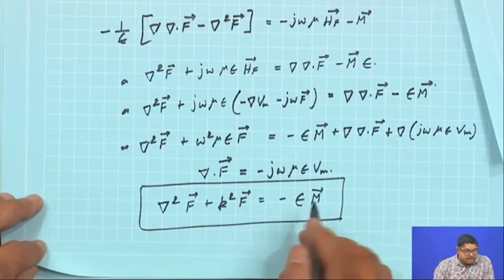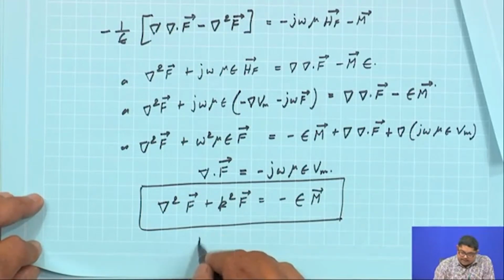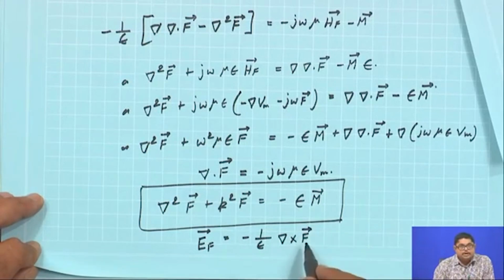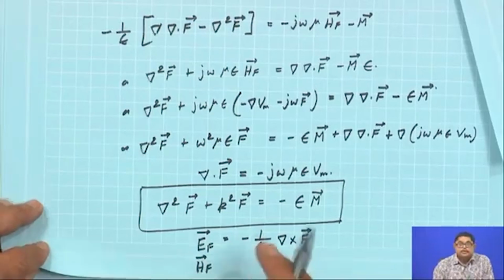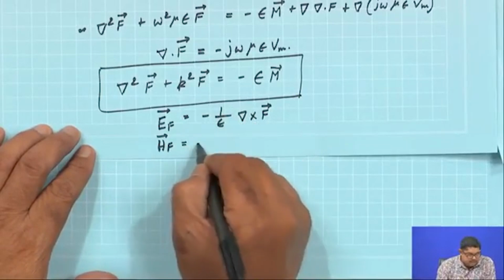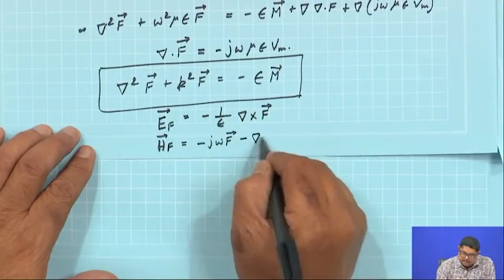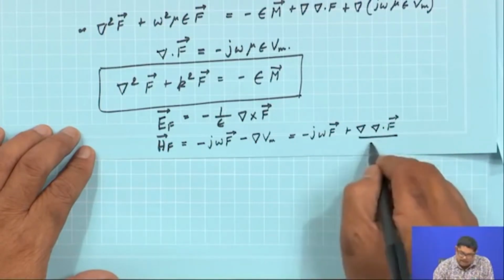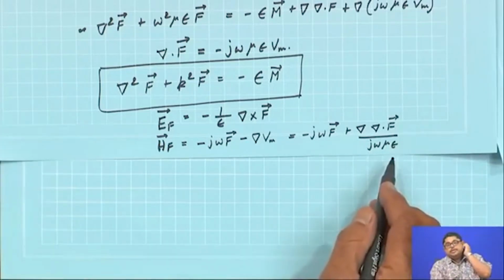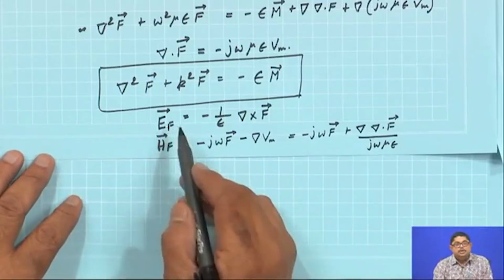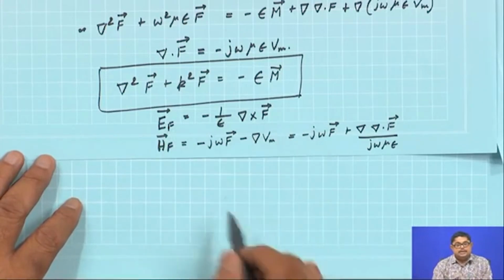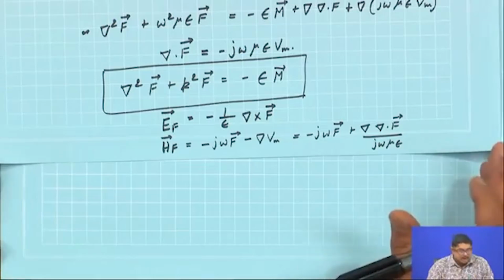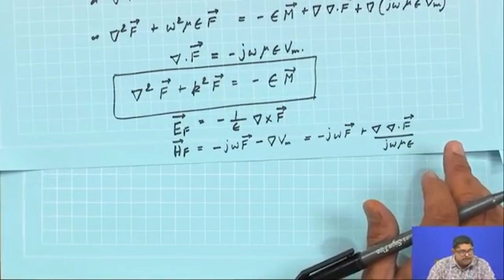Once I solve this equation, that means F is now known. So, I can easily write that E f will be minus del cross F, because F is known. So, E f will be known, and H f I can find out is equal to minus j omega F minus del V m, which is equal to minus j omega F plus del cross F by j omega mu epsilon. Usually we do this, that means H f in terms of A, but once E f is known, with the help of Maxwell's equation you can also take the curl of this and that will give you H f. Either of that people do depending on the complexity of the solution F at hand. So, this says that the potential for F is known.